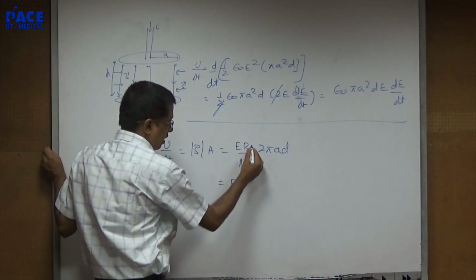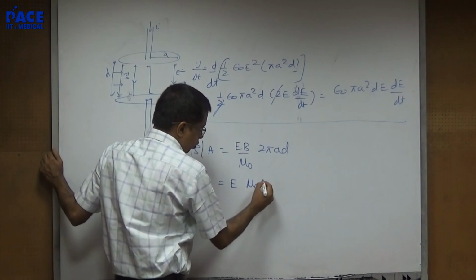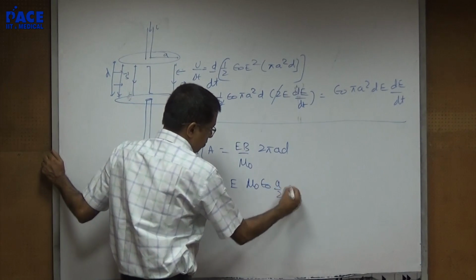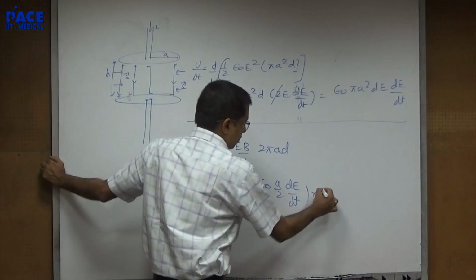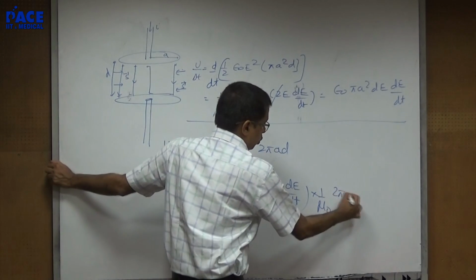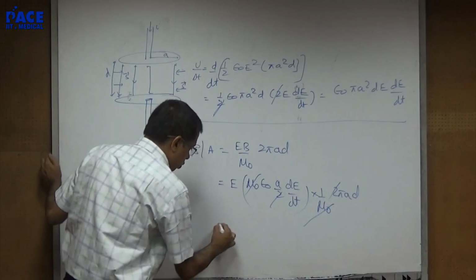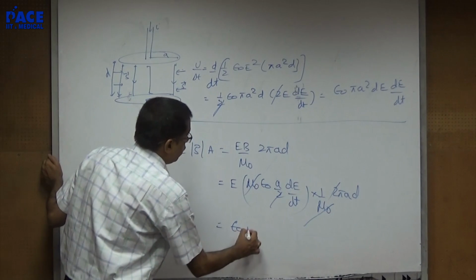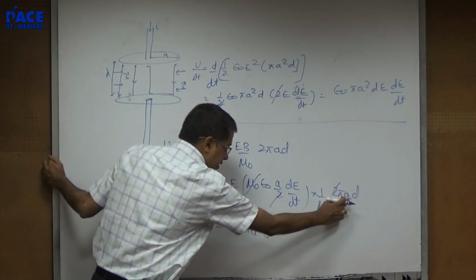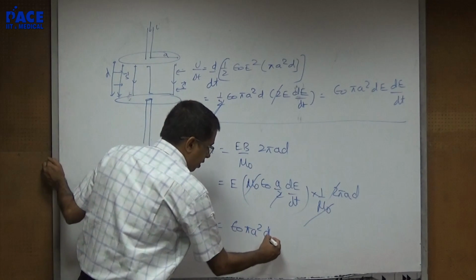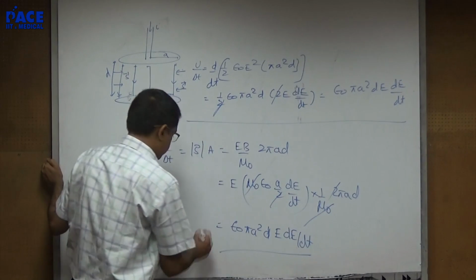Electric field, I'll keep it as it is. Magnetic field at the periphery is mu naught epsilon naught A by 2 dE by dt. You derived this in today's class. So 1 by mu naught, 2 pi A into D. Mu naught, 2 and 2 cancel. Epsilon naught, pi A square D. I have one pi here, one A here, one A here. Pi A square D E into dE by dt.